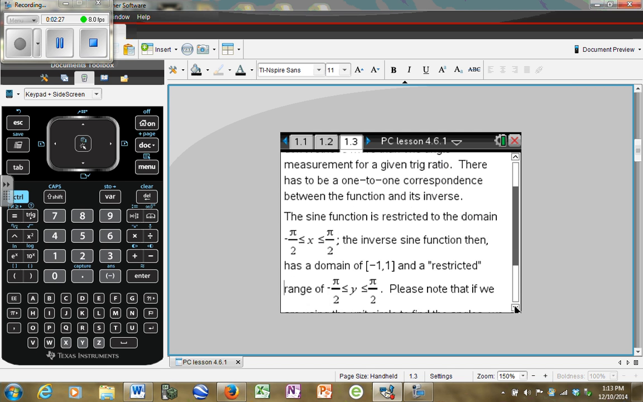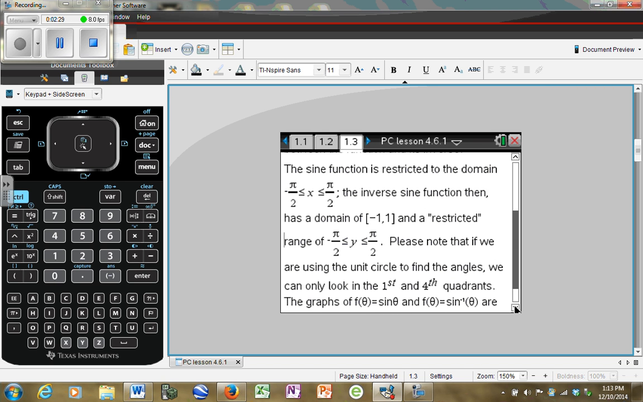Sine functions are restricted to the domain of -pi/2 to pi/2, and you could write that in brackets because it can include those. The inverse sine function then has a domain from -1 to 1 and a restricted range of -pi/2 to pi/2, what we restricted the original sine function's domain to be. Remember that with inverses, domain and range just switch places. One becomes the other for the inverse.